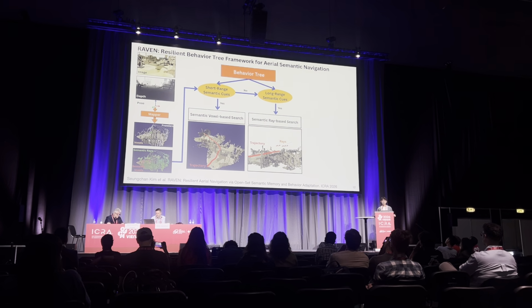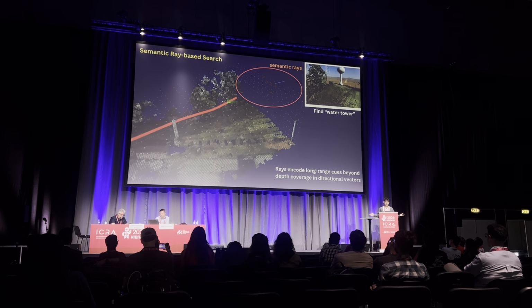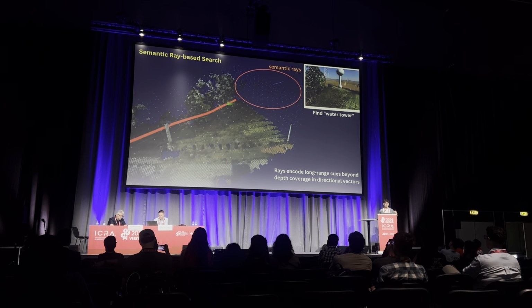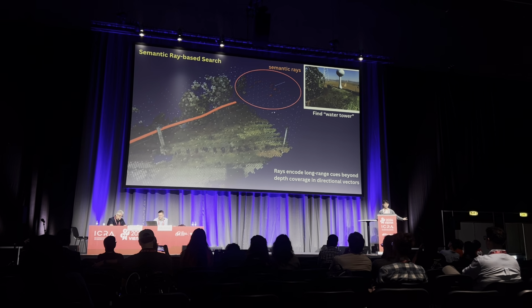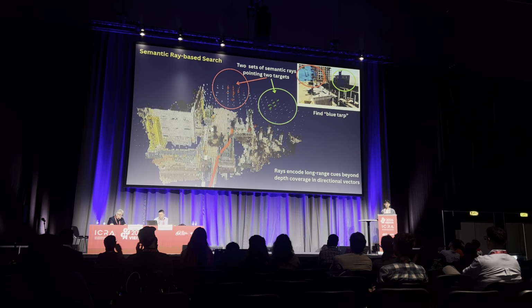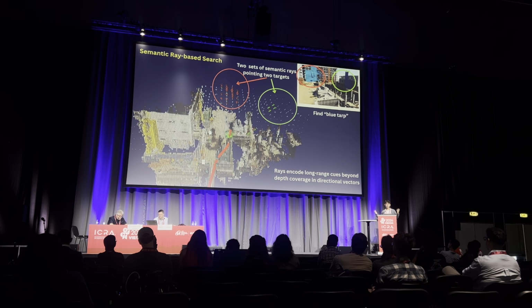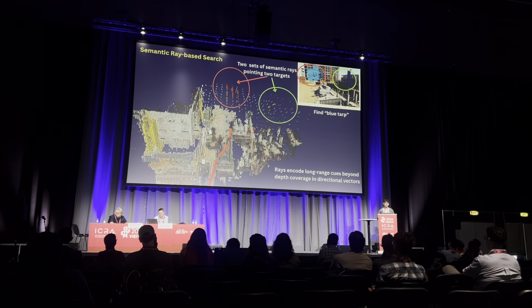If such things fail, we want to trigger the long-range semantic search, which is based on the ray representation. As you can see in this video, the rays encode long-range cues such as water towers and those direction-based information. As you can see also in this video, it shows two different directions pointing out two different objects, blue tarps in this environment.